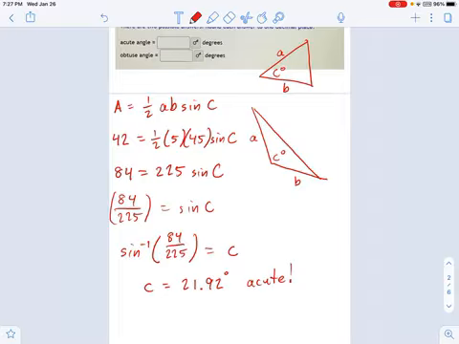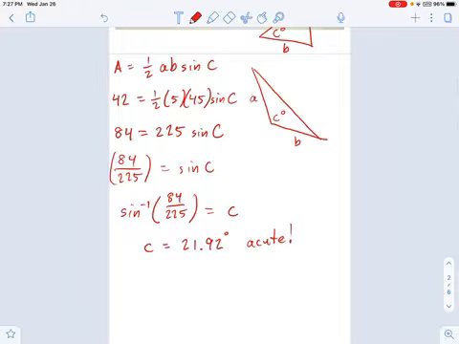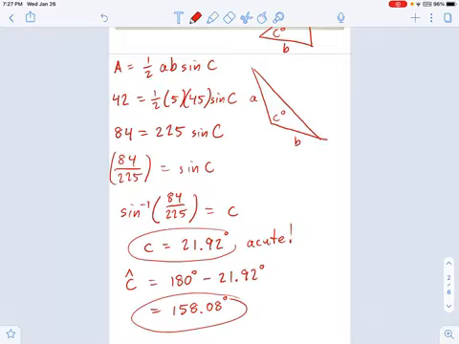So I have to do another option, and I'm just going to call this C with a little hat over it just to make it clear this is not quite the same. That's going to be 180 degrees minus the first one, 21.92 degrees. So that is going to be equal to 180 minus my answer, which is 158.08 degrees. So these are my two answers. That one's the obtuse angle. This is the acute angle.